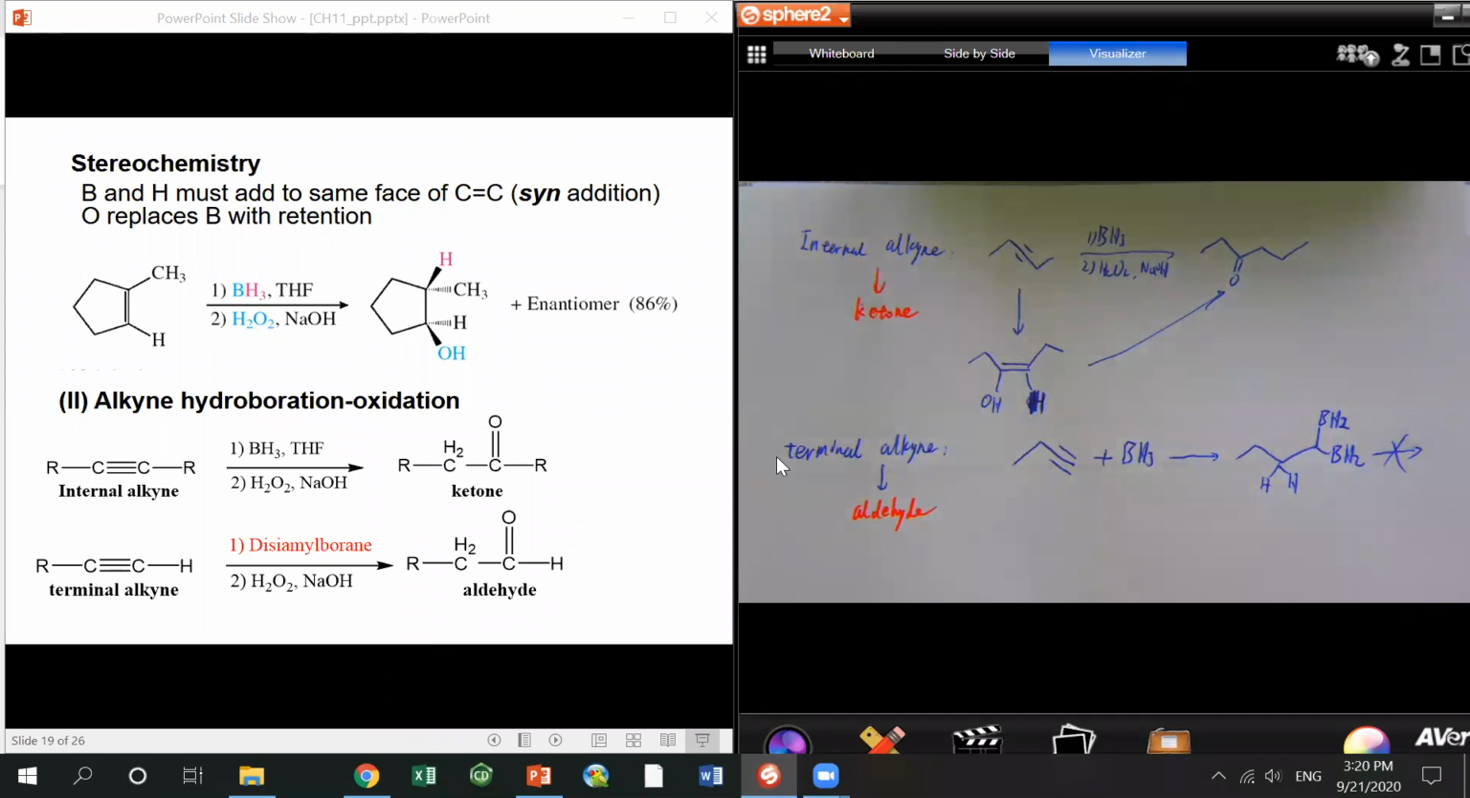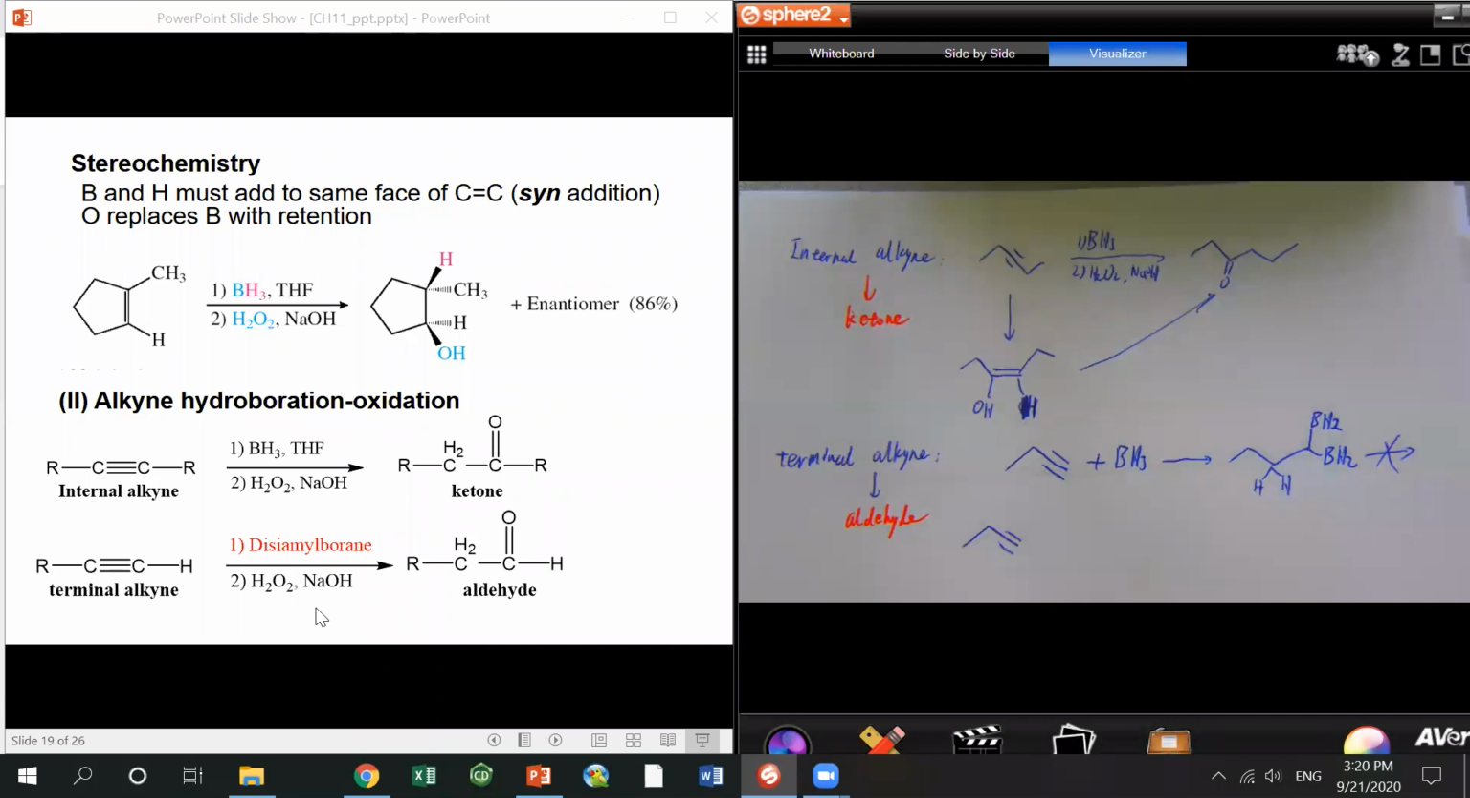To avoid this situation, people use a special reagent for this reaction, called disiamylborane. So here, disiamylborane. Any questions? So here's mechanism 3 for the alkyne addition. Here we suppose to use the hydroboration-oxidation reaction. Mechanism 3.